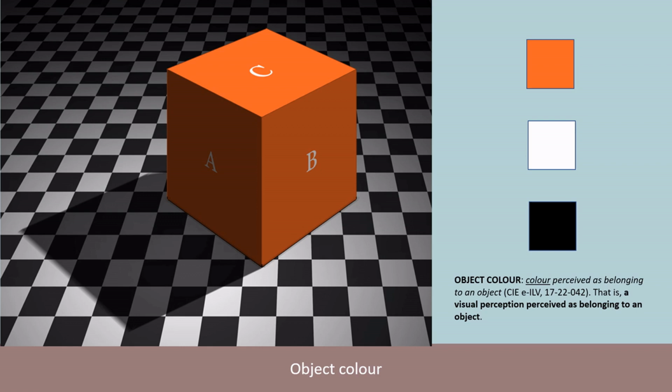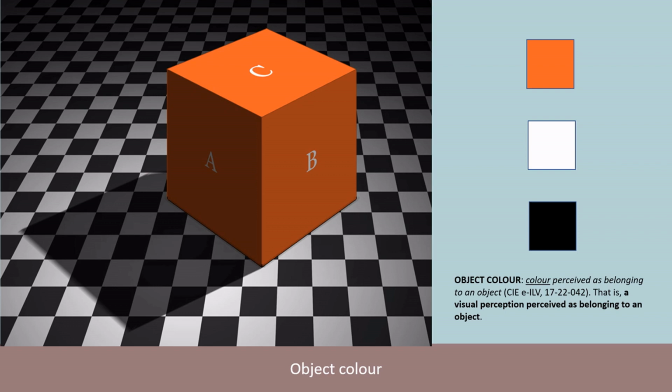The CIE-ILV describes an object colour as a colour perceived as belonging to an object, where the word colour links to the entry for colour in the perceptual sense or perceived colour. So an object colour, as defined by the CIE-ILV, is a visual perception perceived as belonging to an object.